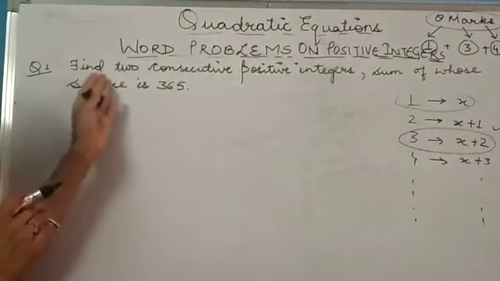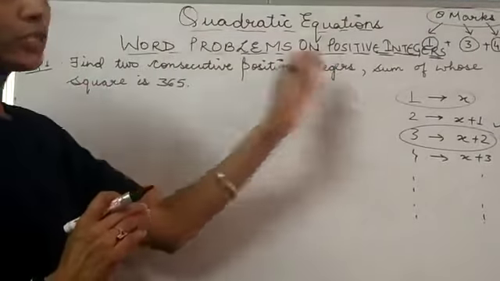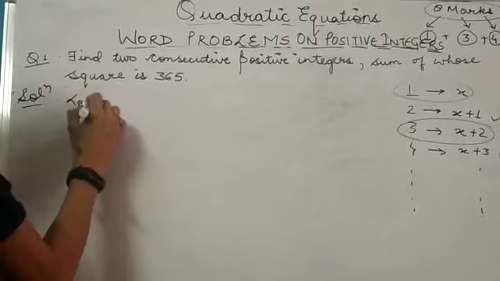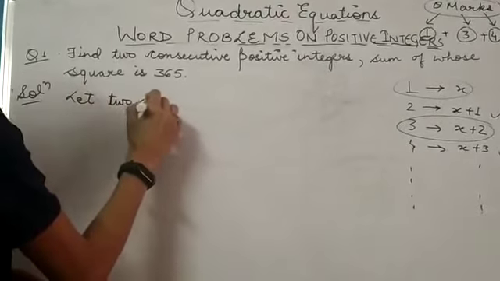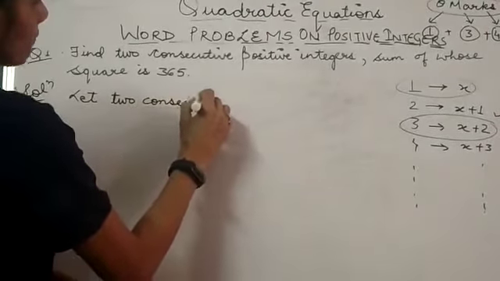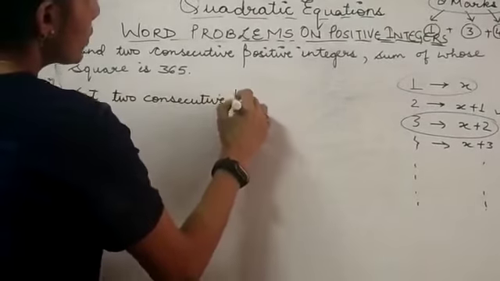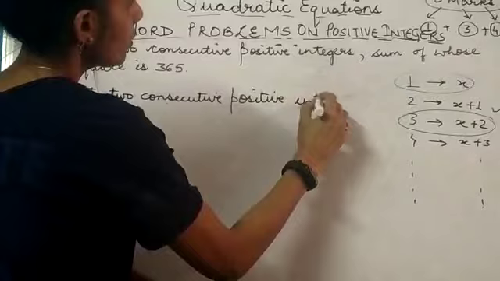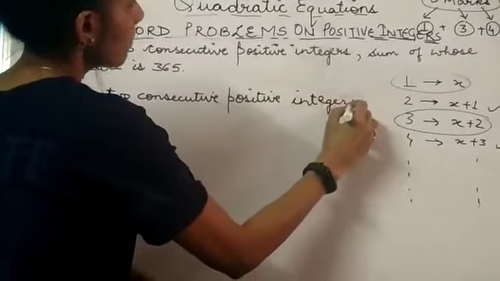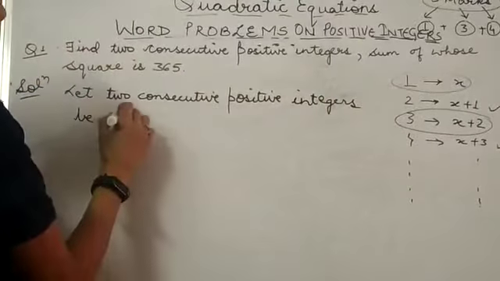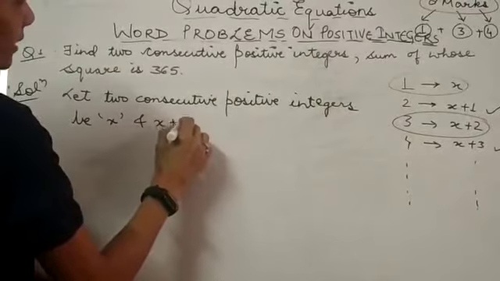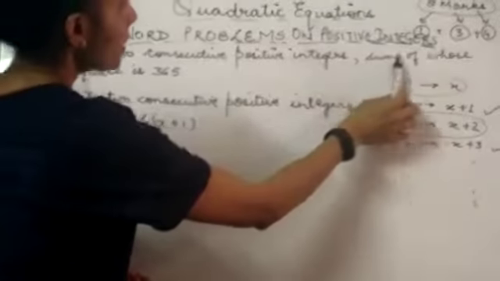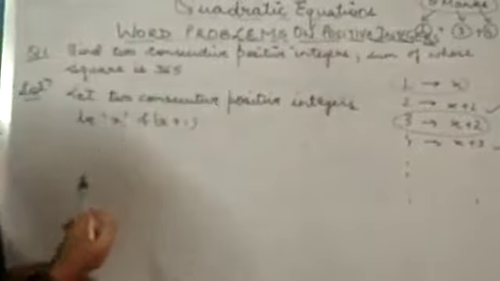The question is: find two consecutive positive integers. So let the two consecutive positive integers be x and x plus 1. Now the question arises here, sum of whose squares is this?